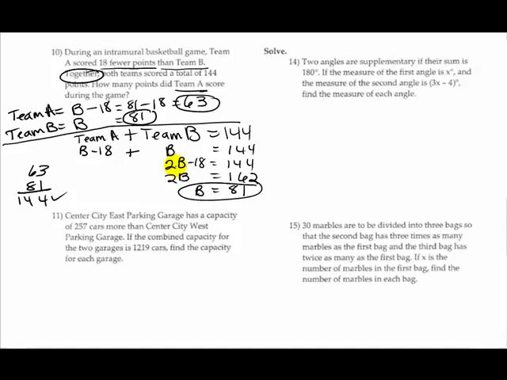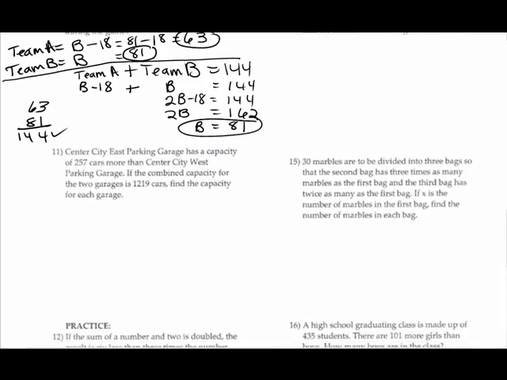Number 11 is similar to number 10. Here we were talking about fewer than. Here we're going to talk about more than. Center City East Parking Garage has a capacity of 257 cars more than Center City West Parking Garage. If the combined capacity for the two garages is 1,219 cars, find the capacity for each garage. Again, we need to do a setup. We've got to write the variables and do the comparison.